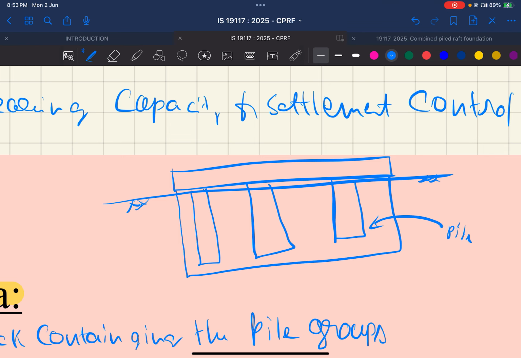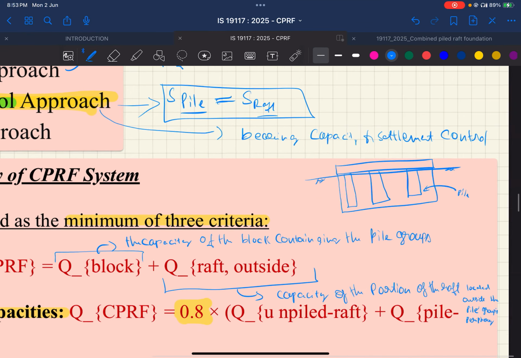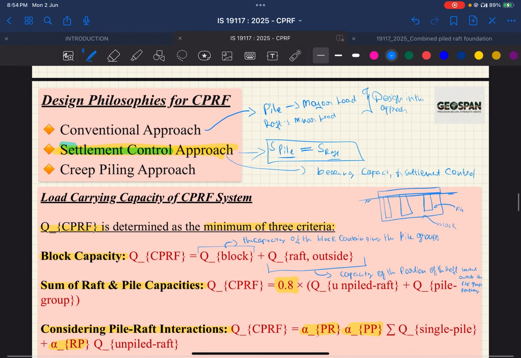That means the ultimate capacity of the block containing the pile groups is calculated, and the raft outside, the portion of the pile group periphery. So both get calculated and summed up.